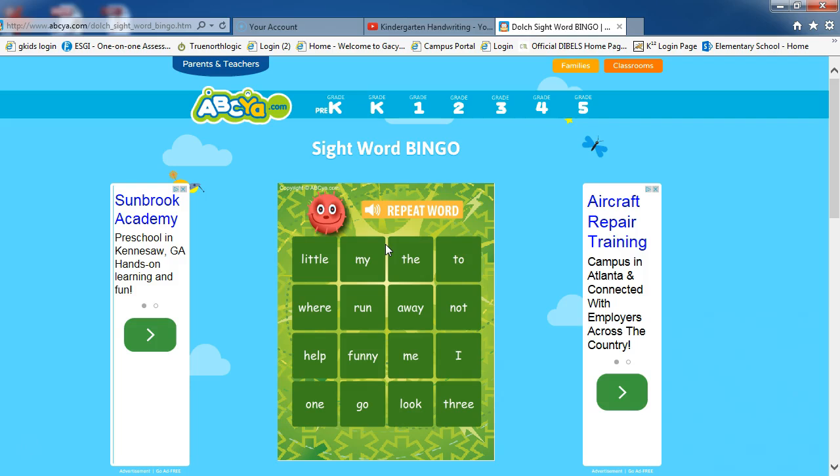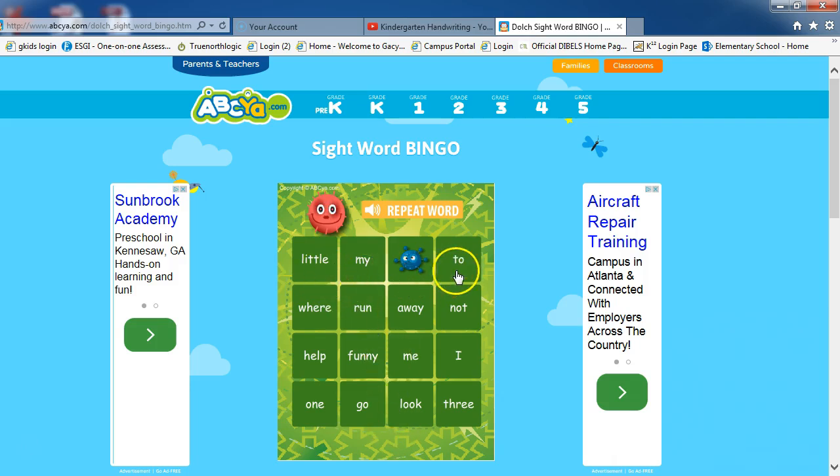So what your student would do is they would look through this bingo board to find the word the. Once they've located that word, they will click it. And then your student will see here at the bottom if they were correct. Then they will move on and find their next word, which was go.